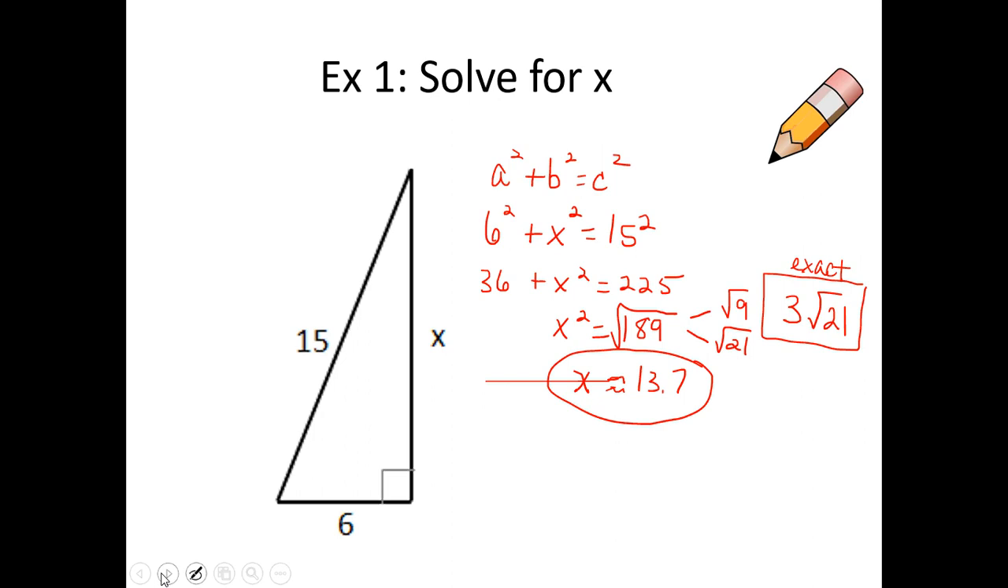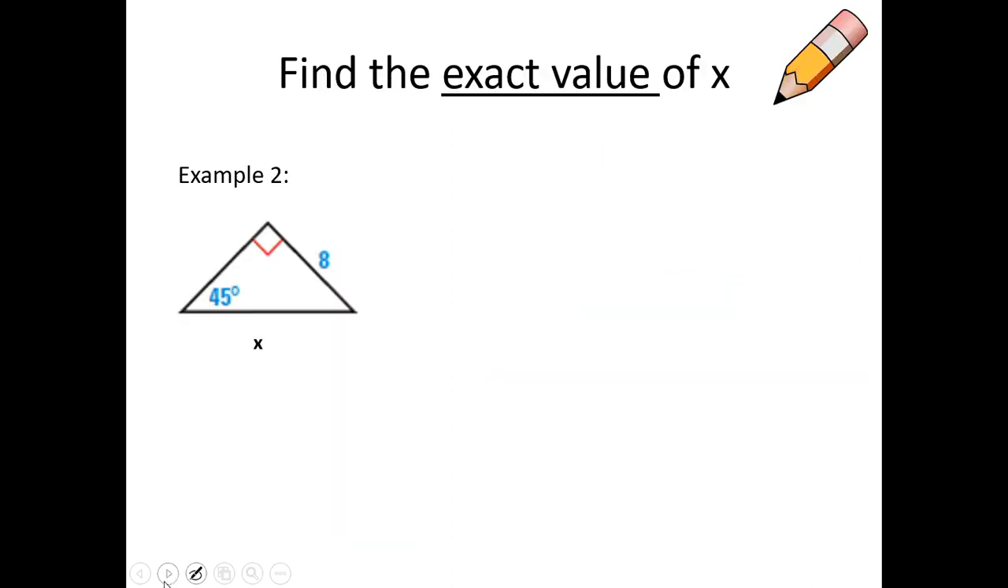So that's one tool we can use, the Pythagorean theorem. Another tool we can use is special right triangles, and that's one of these guys, right? Look at him. He's a 45-degree angle. Anytime I see a 45, a 60, or a 30, I'm going to use one of my shortcuts.